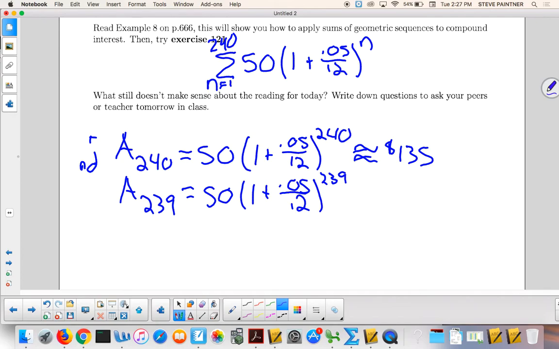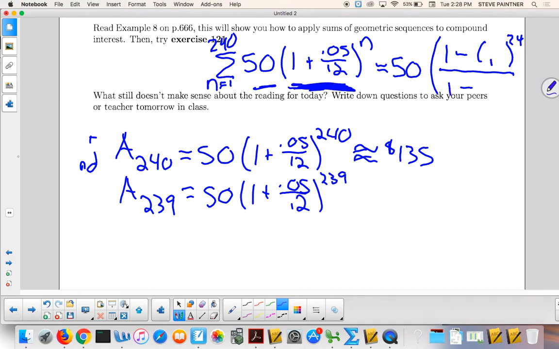So this is a partial sum problem. Our common ratio is this 1 plus 0.05 over 12. Our first term is 50, and we're doing the 240th partial sum. So in order to evaluate this, you're just going to use the partial sum formula. 50 times 1 minus whatever this number right here is. So you'd want to plug that into your calculator and figure out what that number is. Divided by 1 minus, I'm just going to call it r, and you can plug that into your calculator. Divided by 1 minus r.